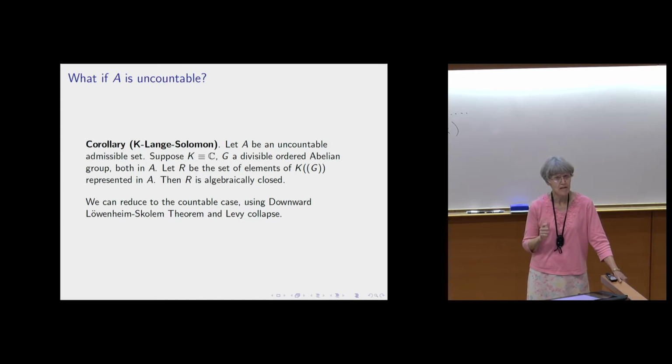So I had assumed that A was countable, but we don't need to assume that. If A is an uncountable admissible set, and we take K an algebraically closed field of characteristic 0, and G a divisible ordered abelian group, and these might be uncountable, but they're elements of A.